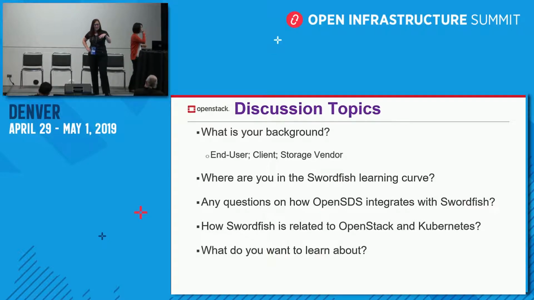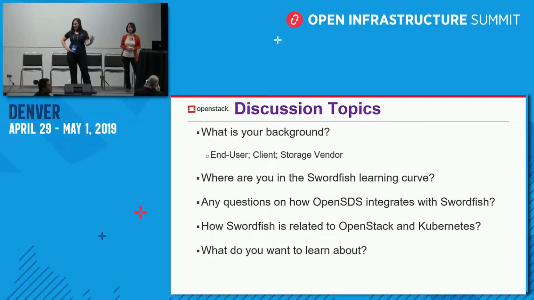Otherwise, we can just lead folks into asking what some of the questions are. One of the purposes of doing this as a BoF is for us to say, these are some of the things that we're working on. This is how OpenSDS is engaging and leveraging Swordfish. What kinds of questions do you have about standards in general, about Swordfish, about what OpenSDS is? Why would you use standards-based integrations? Where do folks have questions?